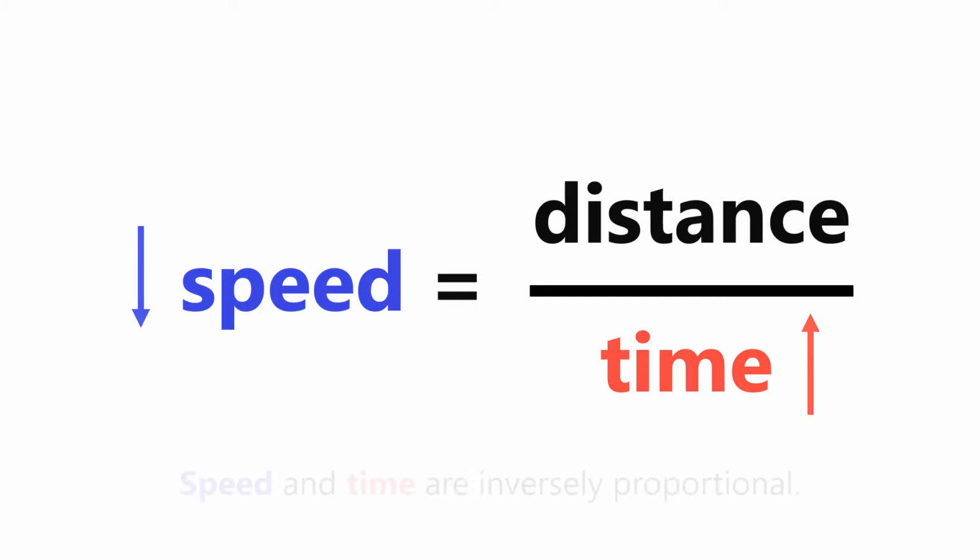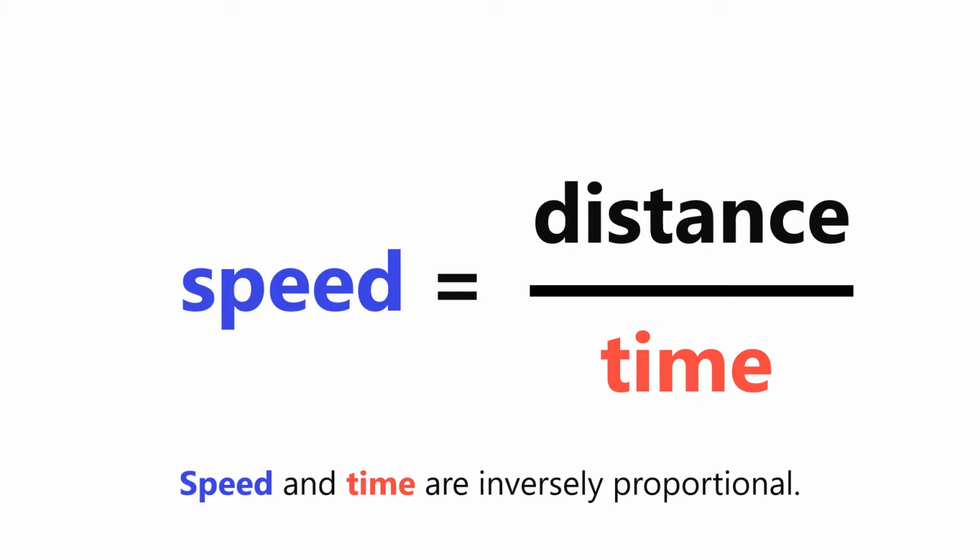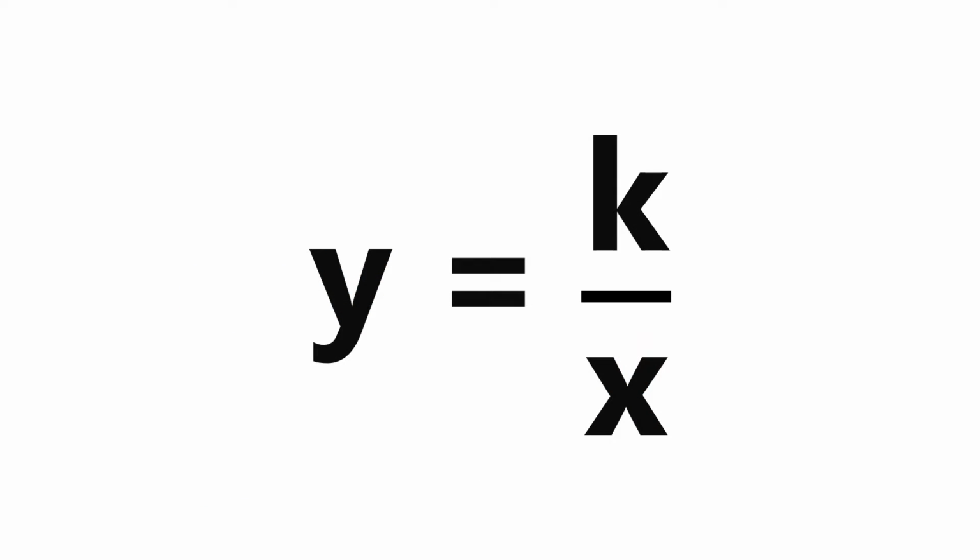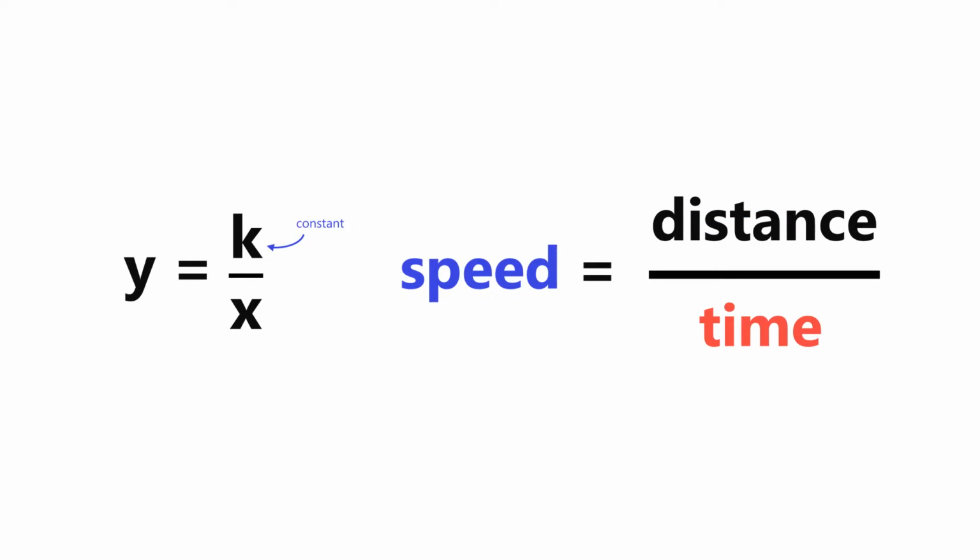So speed and time are inversely proportional because when one variable, for example speed, increases, the other variable decreases by the same amount. You can use this equation to describe two variables that are inversely proportional to each other. Y is equal to k over x, where k is the constant. Let's look at the previous example. The distance traveled was the constant, k, while the speed was the variable y and time was the variable x.